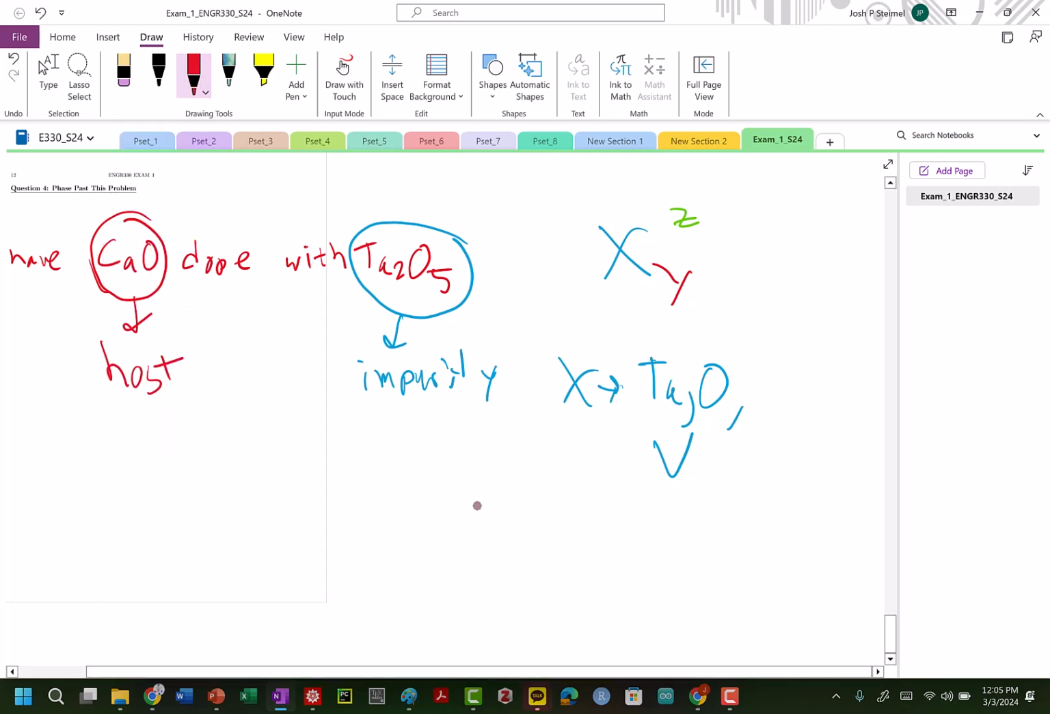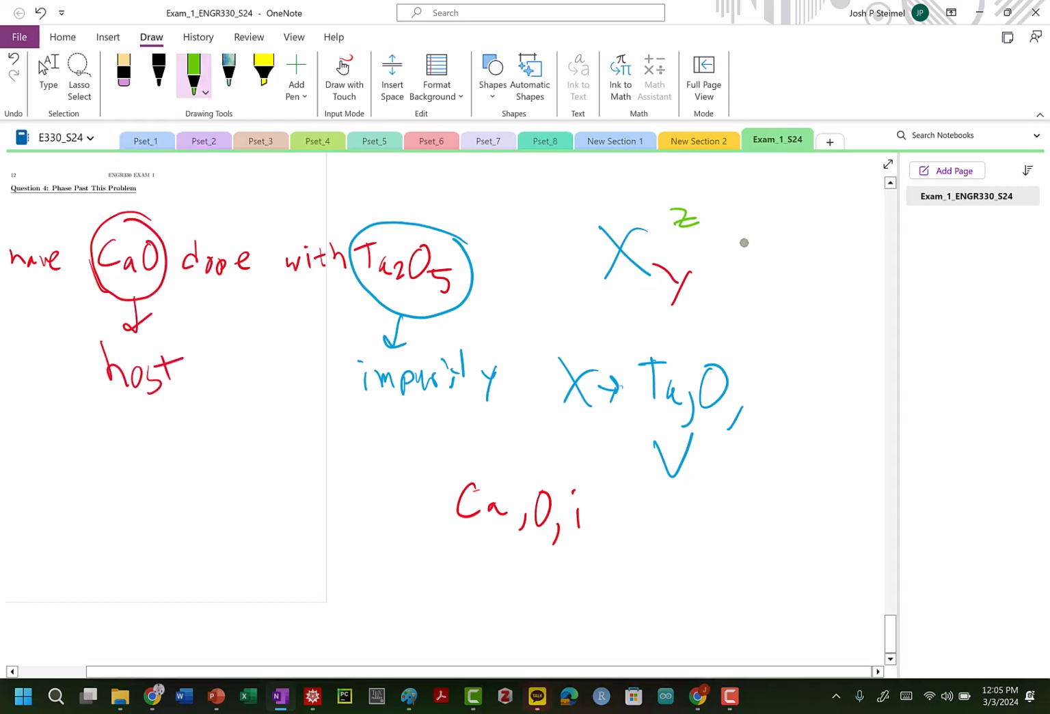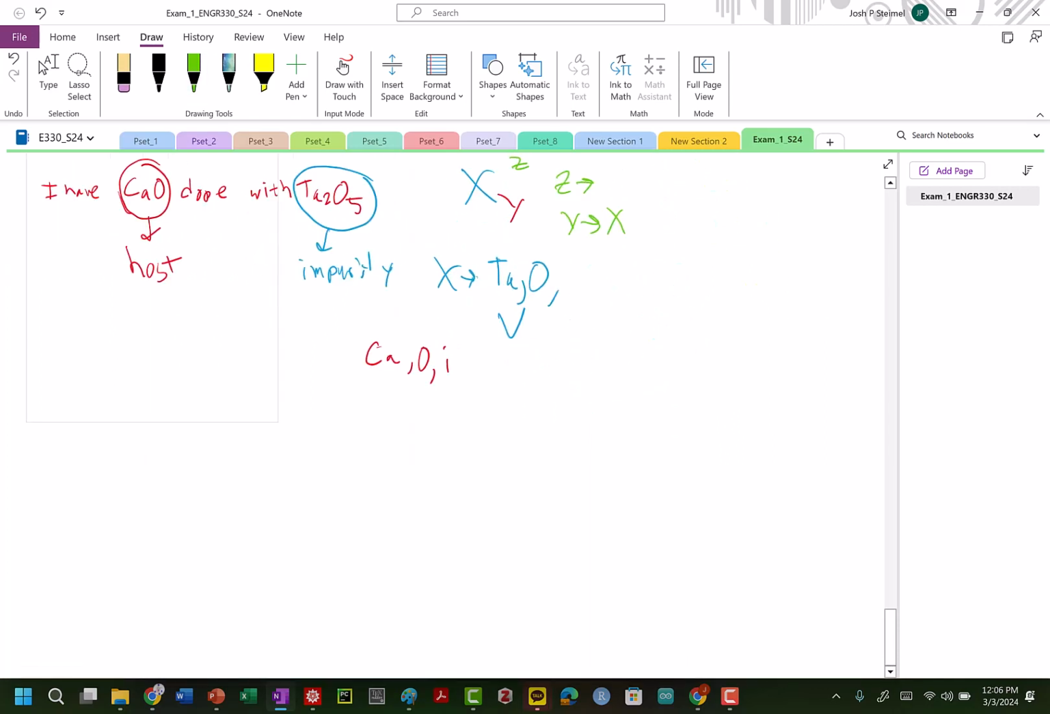Now on the Y site, I can have my Ca, I can have an oxygen, or I can have an interstitial site, because we know where those interstitial sites exist in our crystalline structure. And remember, Z is just the difference in charge between how I go from Y to X. If it's a minus, we're using dashes, the primes. If it's a positive change when I go from Y to X in terms of charge, I'm doing the dots. We'll make that clear. So let's go ahead and write a reaction.